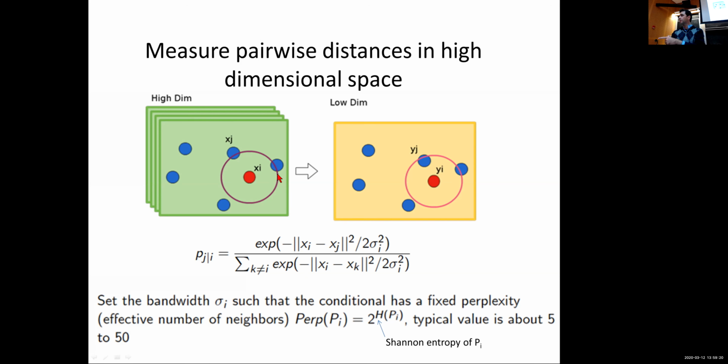Have a comment? Yeah, just the T distribution, it's still Gaussian in high dimension, but it becomes T in low dimension. Yeah. So basically, I'm going to be mapping it into a T distribution in this lower dimension.